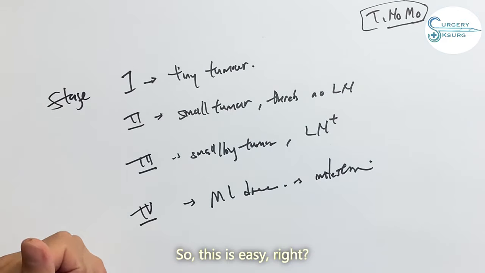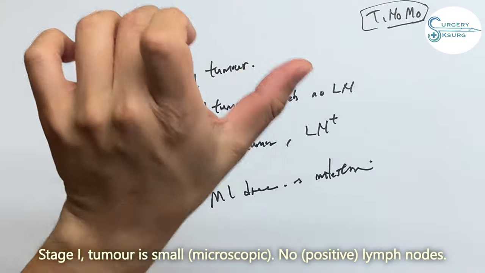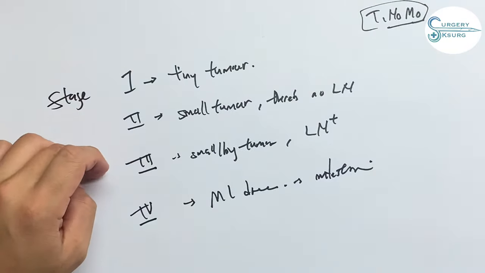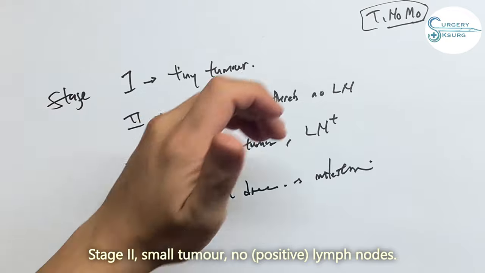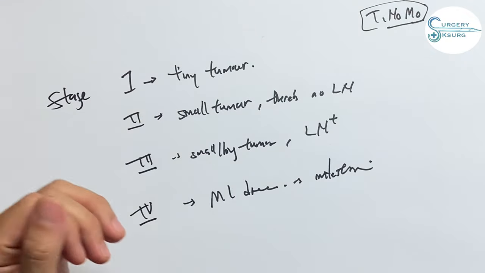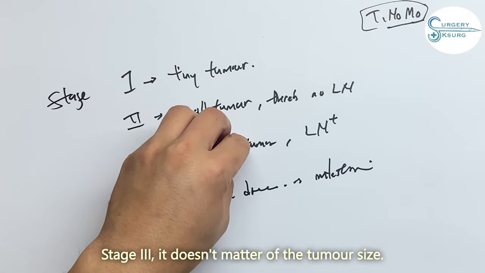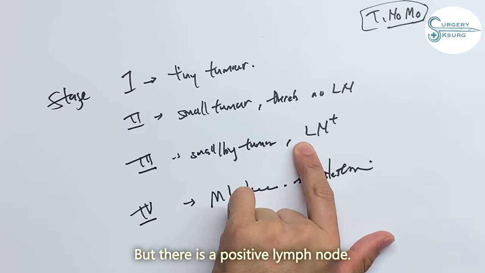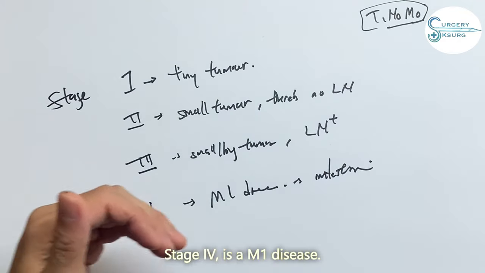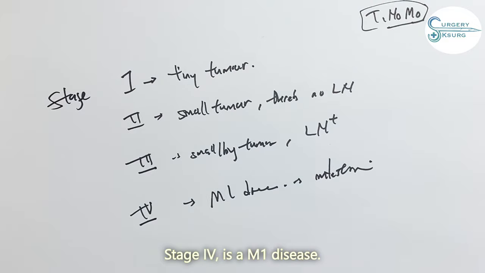So it's easy, right? Stage 1, tumor is small, no lymph nodes. Stage 2, small tumor, no lymph nodes. Stage 3, doesn't matter the tumor size actually, but there are positive lymph nodes. Stage 4 is an M1 disease. How about stage 0?